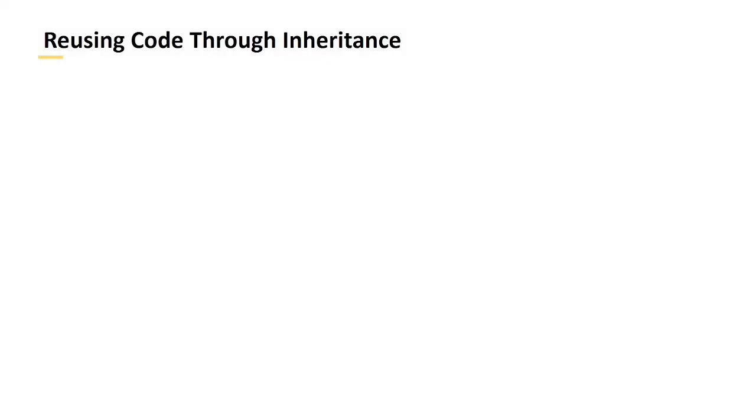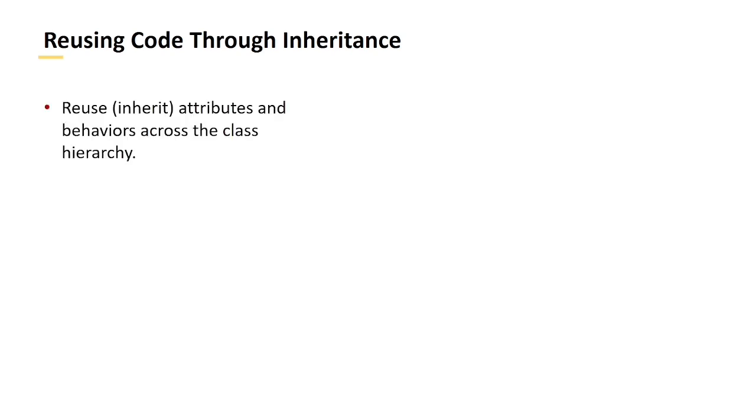In today's video, we'll discuss inheritance. So inheritance means we are reusing the code which is present in any other class in our class. So how is it? Let's see. So reuse or inherit the attributes and behavior across the class hierarchy.